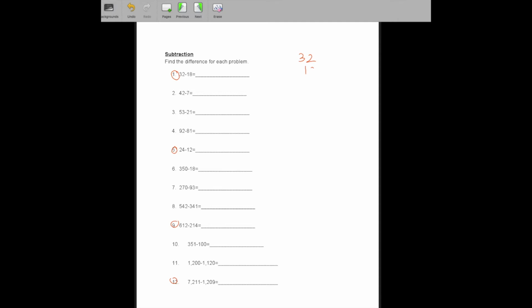32 minus 18. You set it up the same way you would do it if it was addition. But this time, since 2 is smaller than 8, we have to bring 1 tens place over to the ones place. So 3 becomes 2. And where does the 1 go? The 1 goes here because we're moving 1 ten to the ones place. So 2 becomes 12. 12 minus 8 is 4. And 2 minus 1 is 1. So the answer to this is 14. Make sure to box your answers.